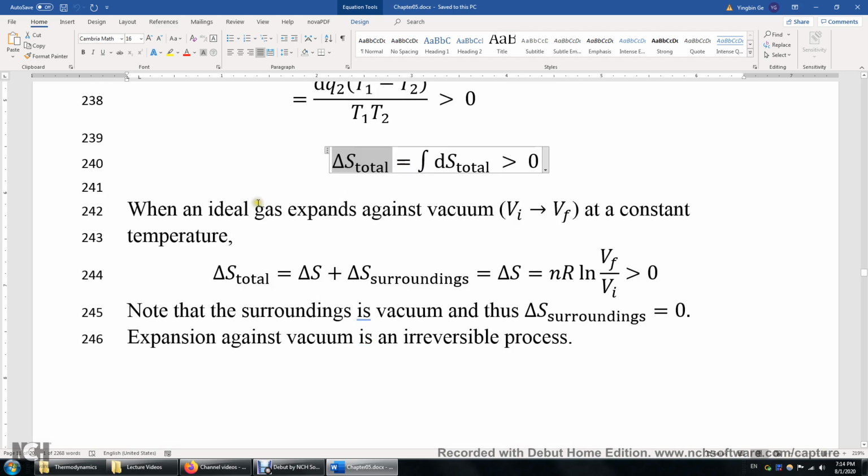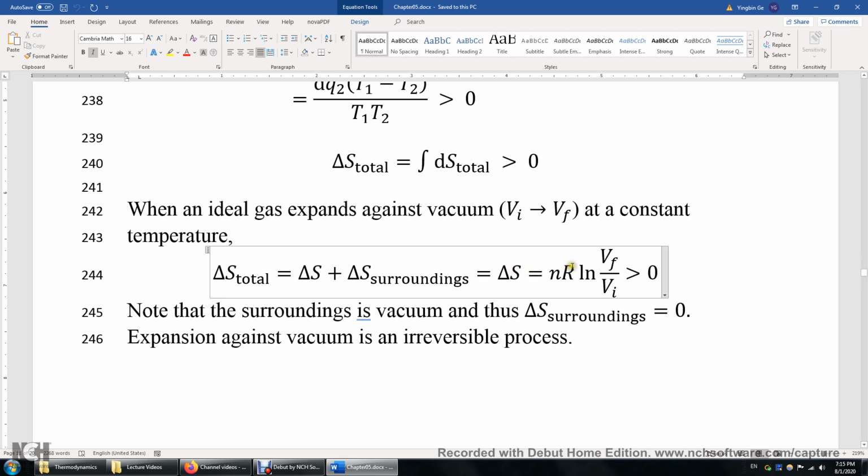One more example, let's say an ideal gas expands against vacuum. Obviously, it's spontaneous and it cannot be reversed. But now let's compute the entropy change of the universe. So first, let's look at the system. If you look at the system, the volume changes under constant temperature condition. Therefore, the entropy change is nR times ln Vf over V initial. Why? It's an ideal gas, and it's expanding against vacuum. So there's no heat exchange, there's no work done, right?